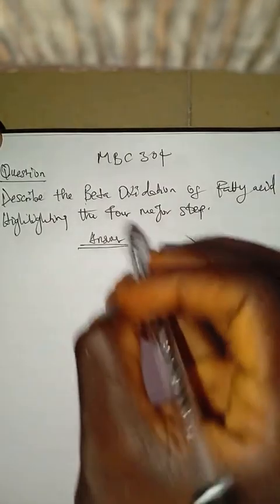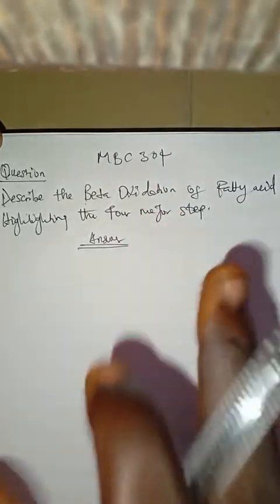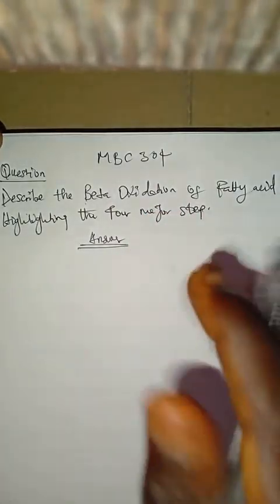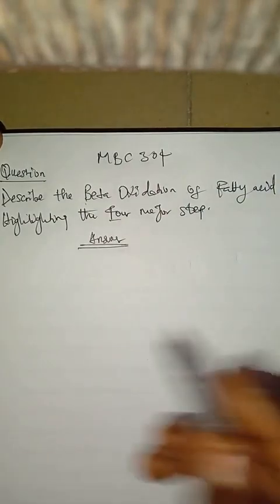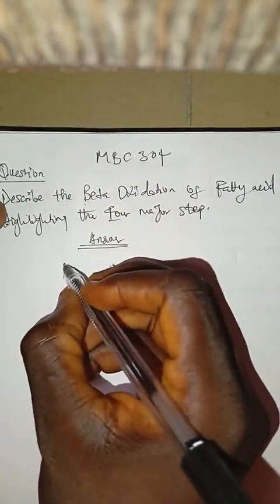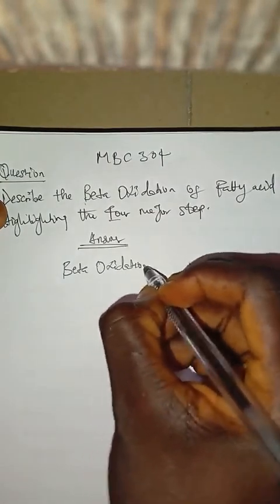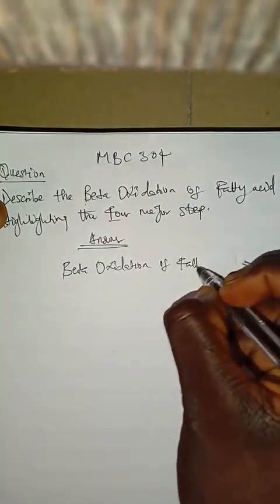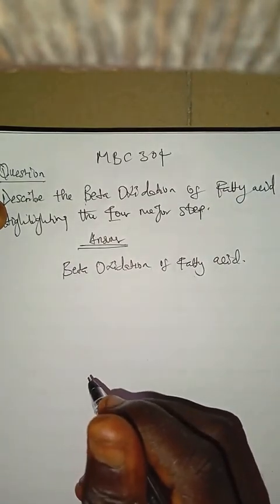Now, this question is talking about beta oxidation of fatty acid. So I will just explain what beta oxidation of fatty acid is. Then we're also going to highlight the four major steps in beta oxidation of fatty acid. All right, so let's take the main word: beta oxidation of fatty acid.